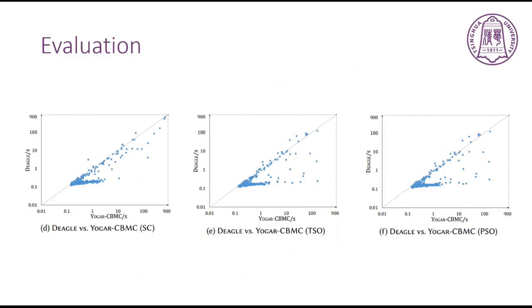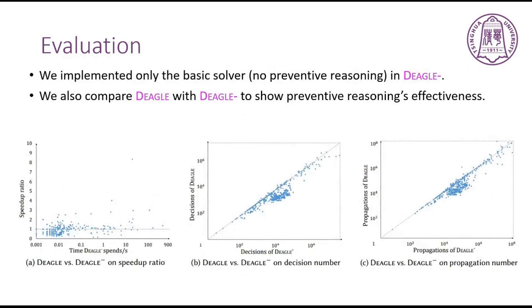Under weak memory models TSO and PSO, since Yogar-CBMC is the only baseline that supports them, we also compare DIGO with Yogar-CBMC. DIGO solves more cases than these tools. Counting on both solved cases, DIGO significantly improves solving efficiency and consumes less memory. To evaluate preventive reasoning's efficiency gains, we also implement a version without preventive reasoning called DIGO-. Results on these two versions show the efficiency of preventive reasoning. In detail, preventive reasoning reduces the number of decisions and propagations in the SMT solving procedure.